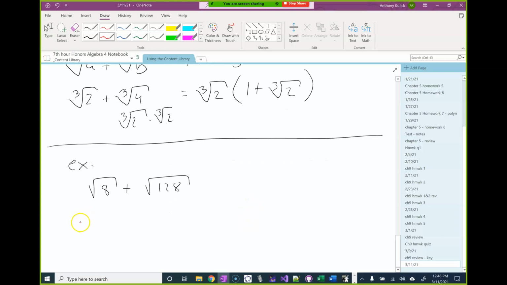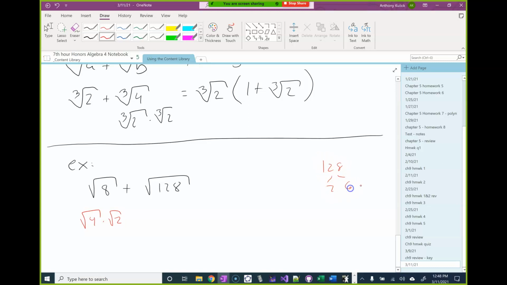Okay, so the square root of 8, I'm just going to think about as 4 times 2, because 4 is a perfect square. That one should be easy to do in my head. I don't need to do a prime factorization to do that, although if you wanted to, that's totally fine. Everybody's okay with that?